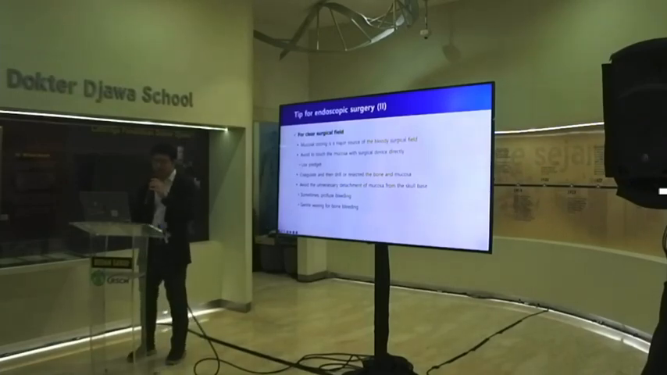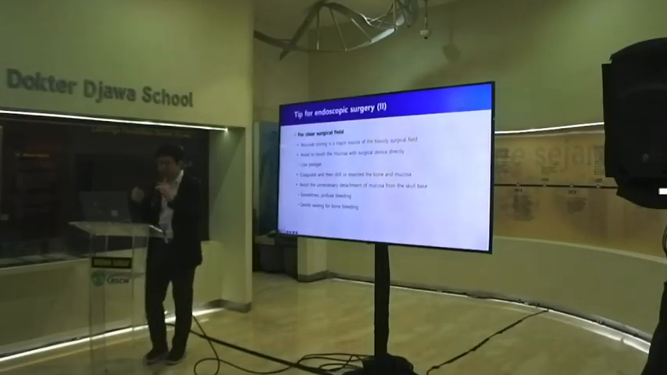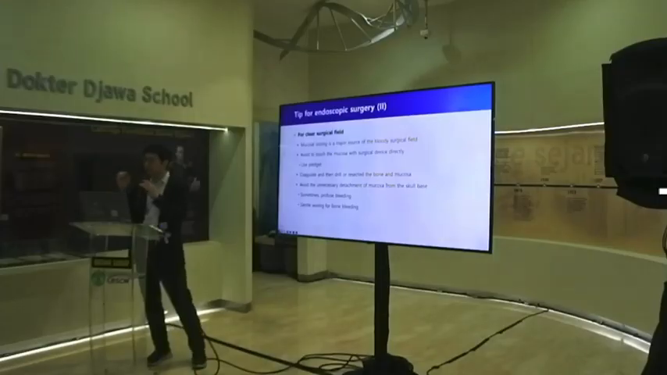There are some other tips for endoscopic surgery for a clear surgical field. As I mentioned before, mucosal oozing is always the major source of bleeding in the surgical field. So avoid touching the mucosa when you manipulate the endoscope, and use pledgets, coagulate, and drill or resect the bone and the mucosa.